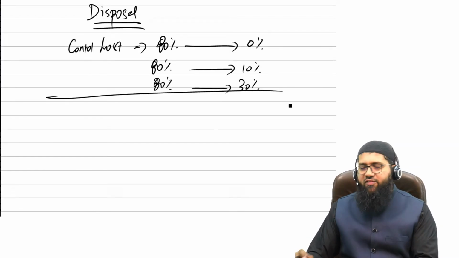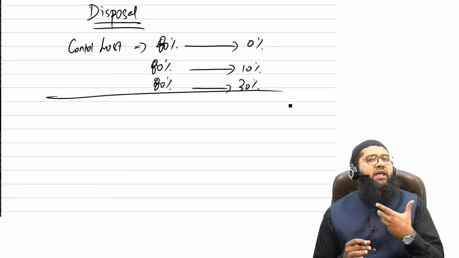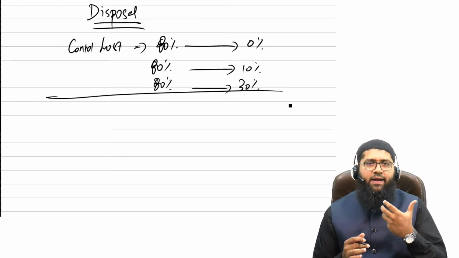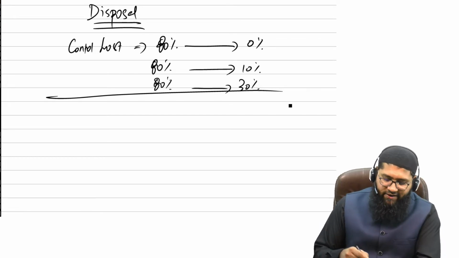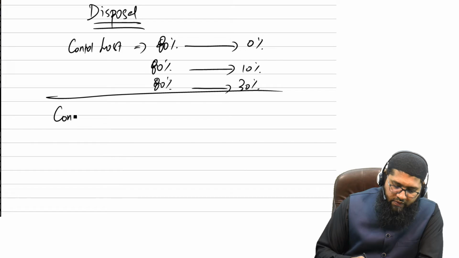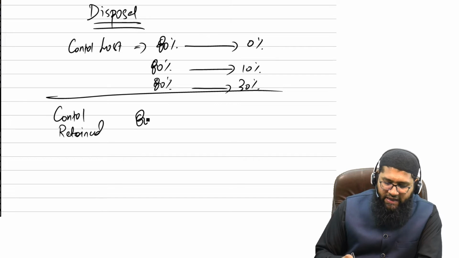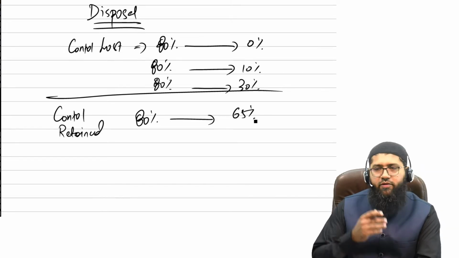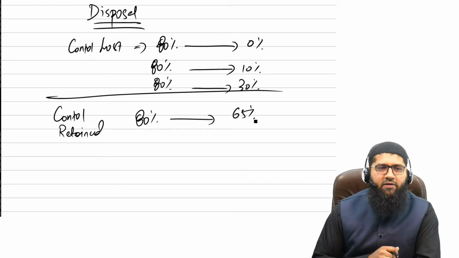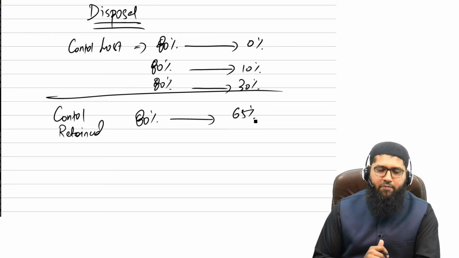The query that has been given to me is where the control is not lost, so I'm going to stay focused, because my agenda is to answer what you want to hear. There is at times a disposal where the control is retained. What do I mean by this? You had an 80% shareholding in the company and your shareholding is now reduced to 65%.